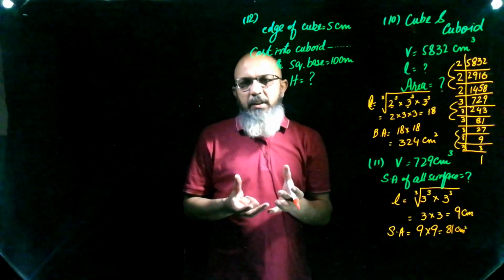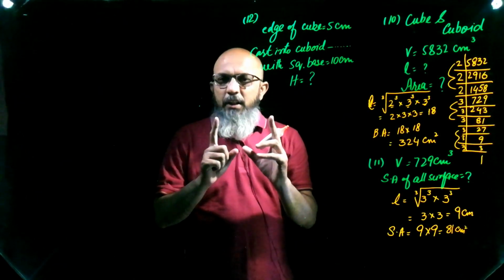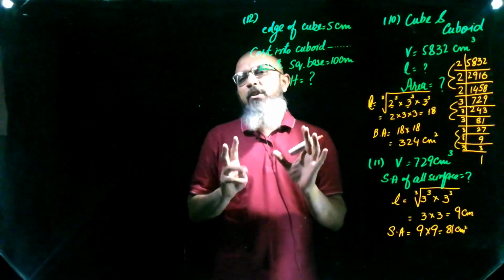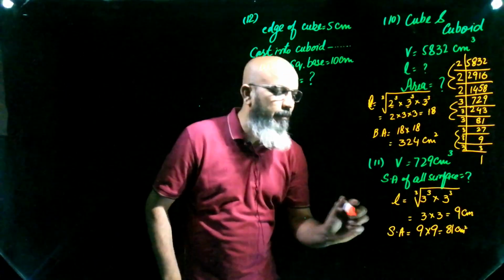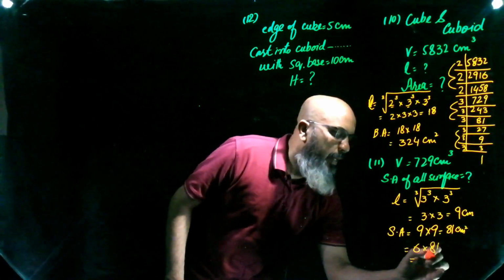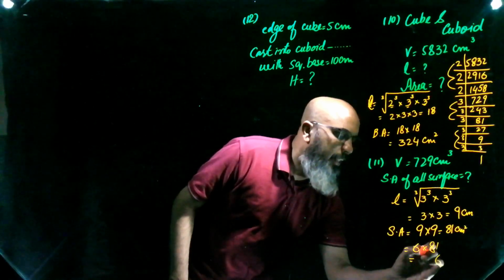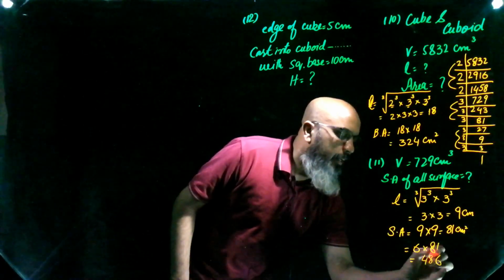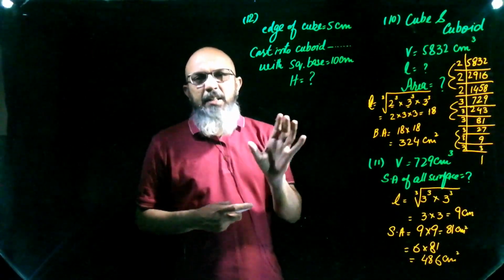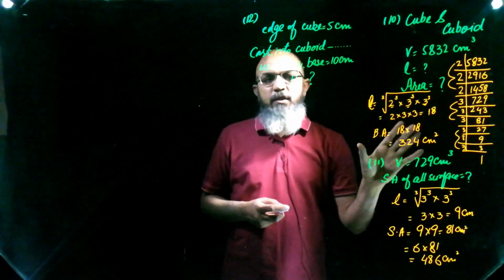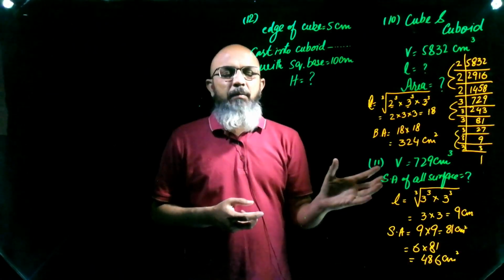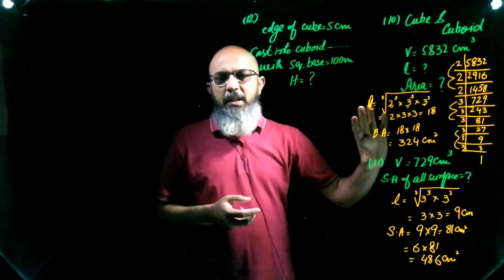So how many faces are there? 6. So when you are going to find the surface area of all the surfaces, you have to multiply by 6. So 6 into 81, you can multiply easily. 6 ones are 6, 6 8s are 48. That is 486 centimeter square. That is the surface area of all 6 faces of a cube, right? It is a cube because all the lengths are the same.